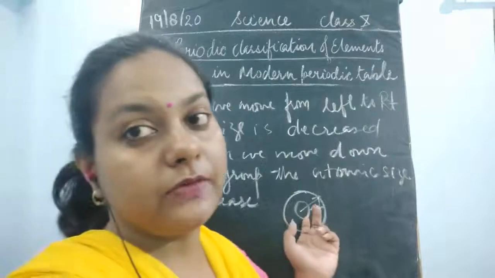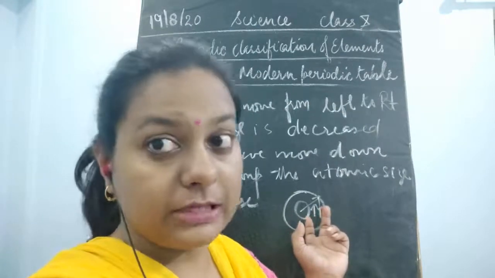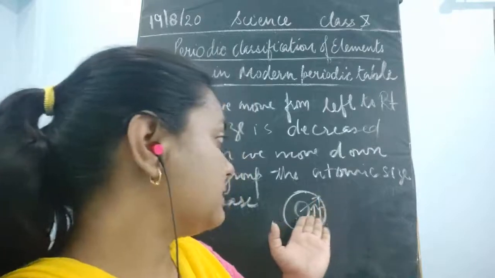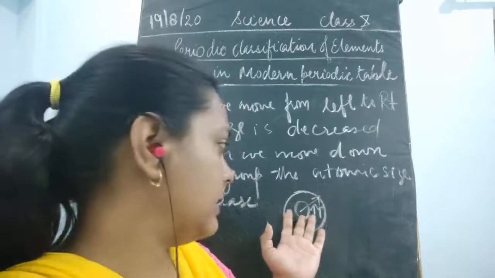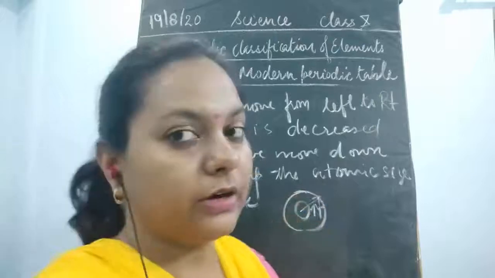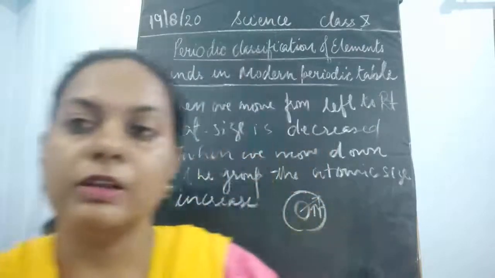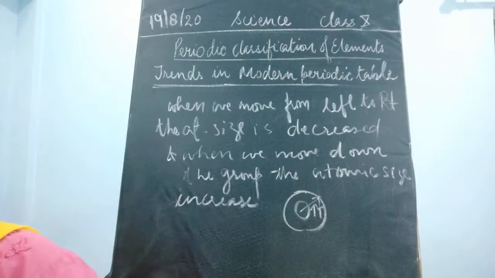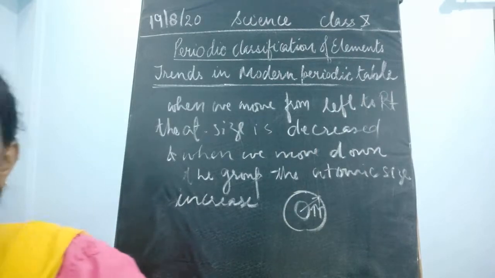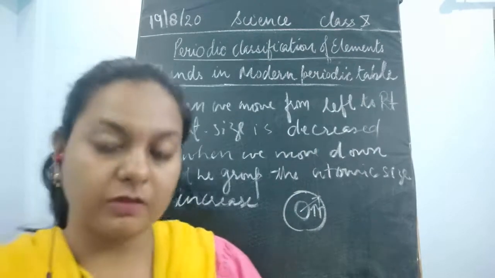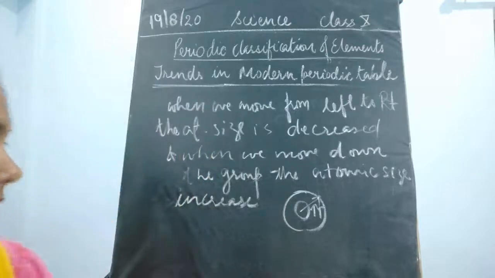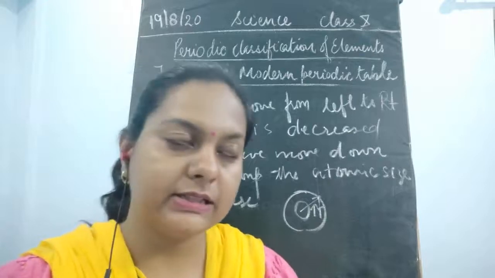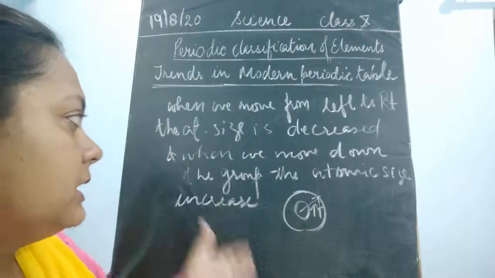Now, what is this effective nuclear charge? It means that whenever the nucleus is there, it has some protons in it, and these protons are responsible for attracting the electrons which are present in the outermost shell. Okay. This is the reason because of which it is decreasing. Similarly, why is it increasing when we are moving down the group?